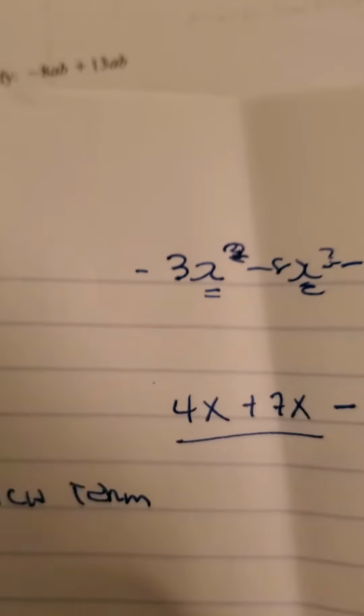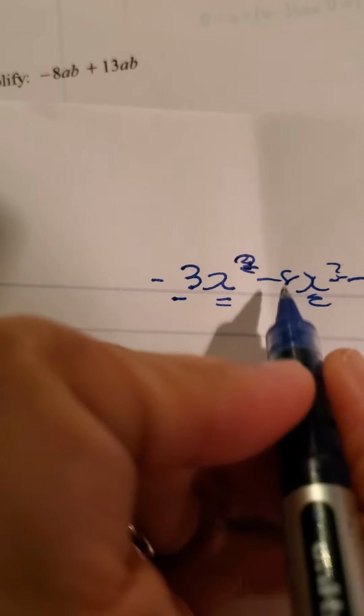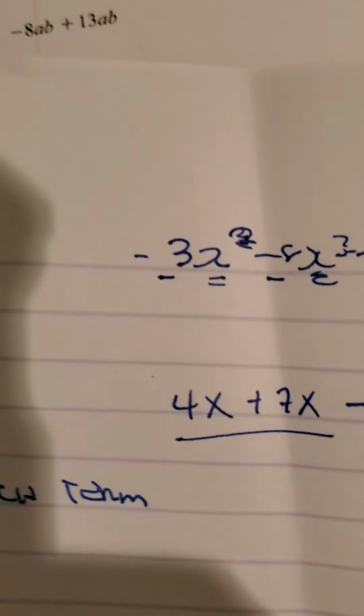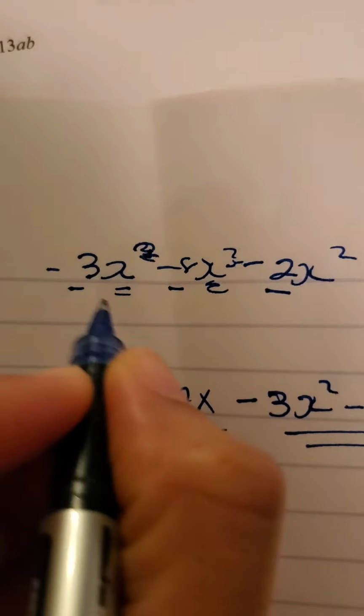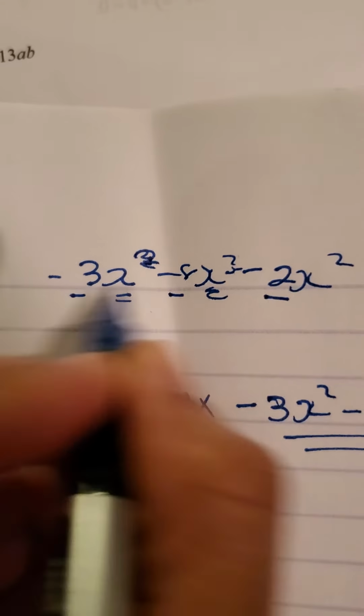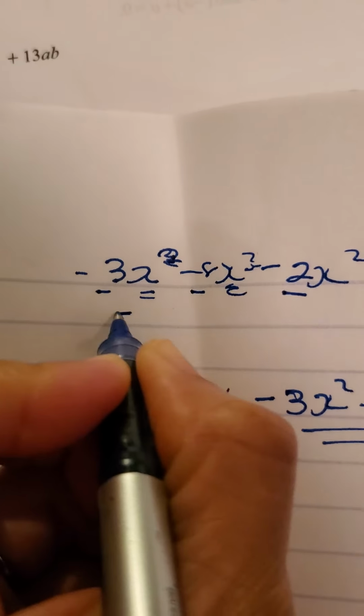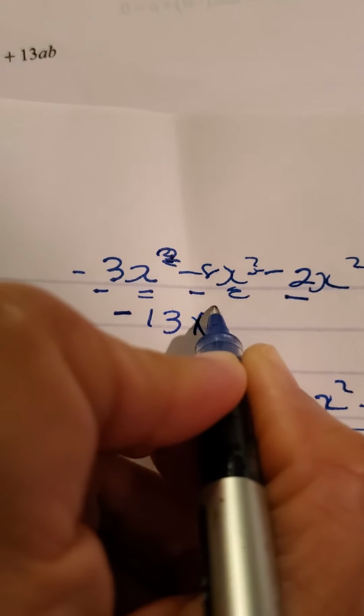Same up here. Up here I have -3 as a coefficient, -8 and -2. So this would be add like signs. When it's terms, add like signs, keep the signs. So this would be -13x squared.